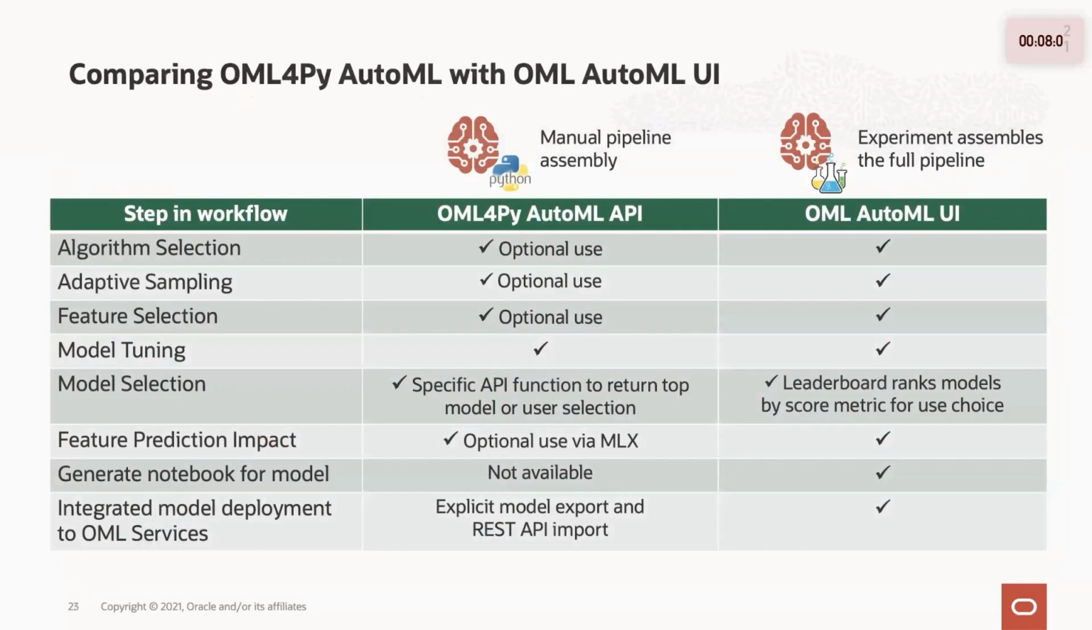And there are a few comparisons here because OML4Py also has AutoML, right? It comes from there in the code, and you can code. But normally what happens is that in AutoML UI, you actually have everything automated for you. In OML4Py AutoML and the API itself, you have the option to use or not use a few of the different elements there, right? Before you get to your ideal model.